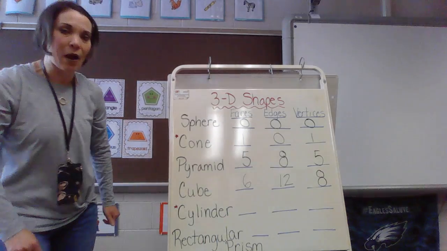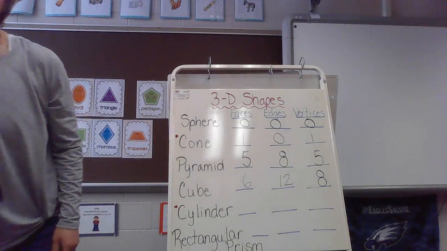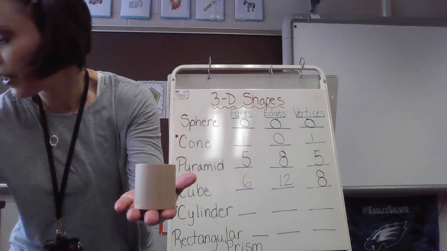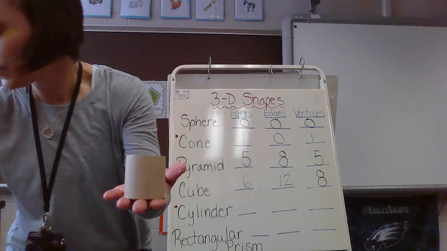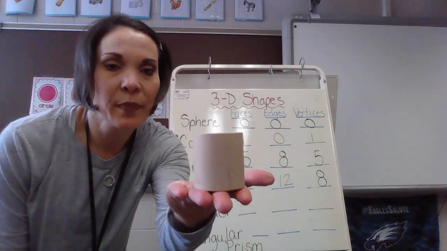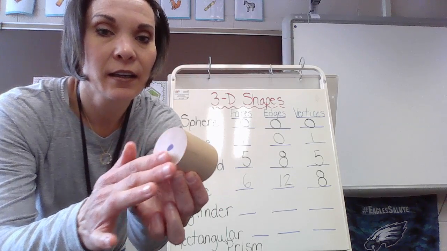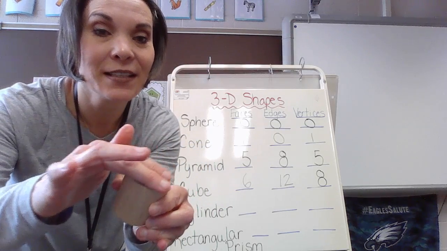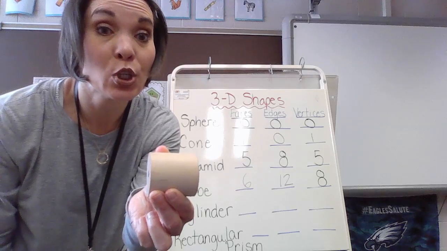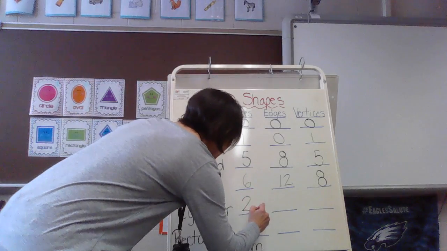All right. Now, let's go to my cylinder. Here is a cylinder. Don't want my sphere to fall there. Here's my cylinder. And when I look for the faces, nice smooth faces, I could count 2. So here's my 2.